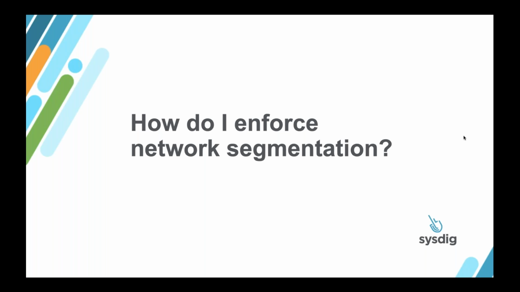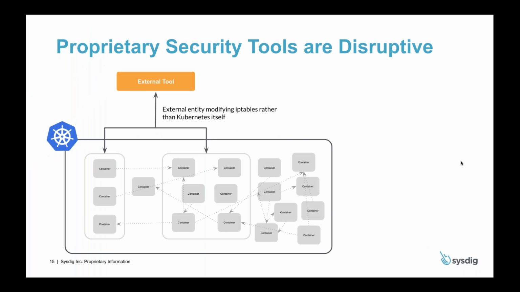Then the next question becomes, how do you enforce that network segmentation? Once you have this visibility, the next step becomes, how do I apply those least privilege network policies inside Kubernetes? When we think about the approaches today, a lot of times there are container security tools out there that are based on a more proprietary approach, where these tools take an inline approach rather than being Kubernetes native. So what that means is these are external tools that are tampering with the Kubernetes infrastructure and modifying the IP tables directly, rather than Kubernetes doing the enforcement.